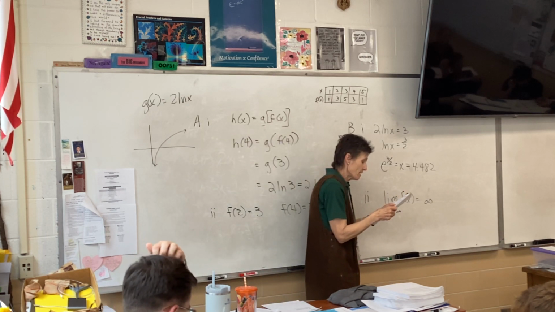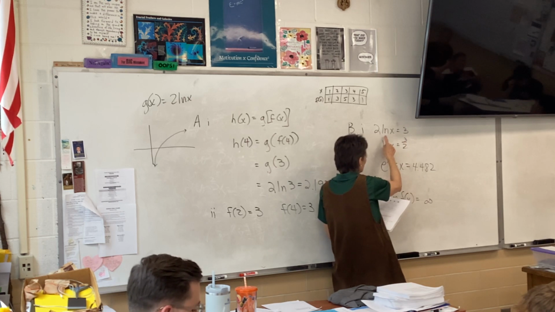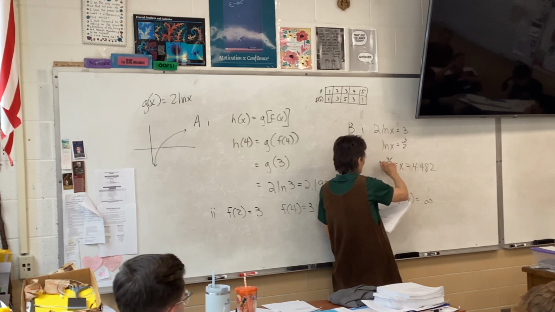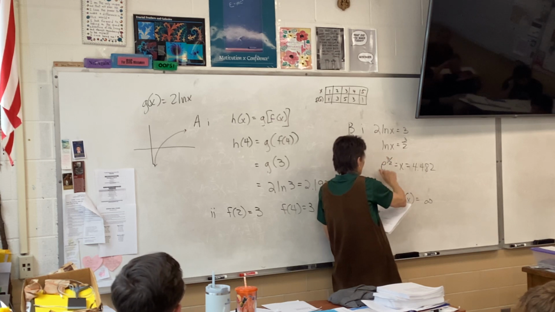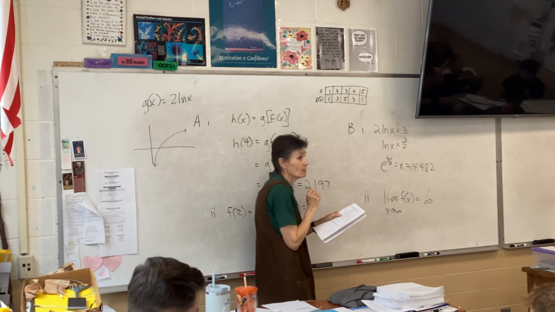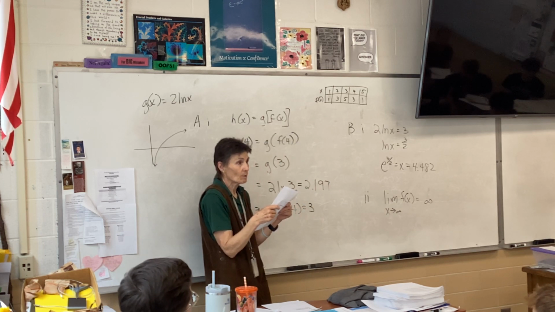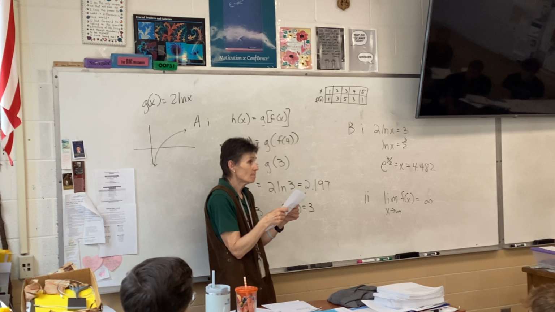Alright, B says we want the function to equal 3. So again, that means 2 ln x equals 3. So ln x equals 3 halves. I typed it in my calculator. 4.482 is what I got. Does that seem okay, Addie?